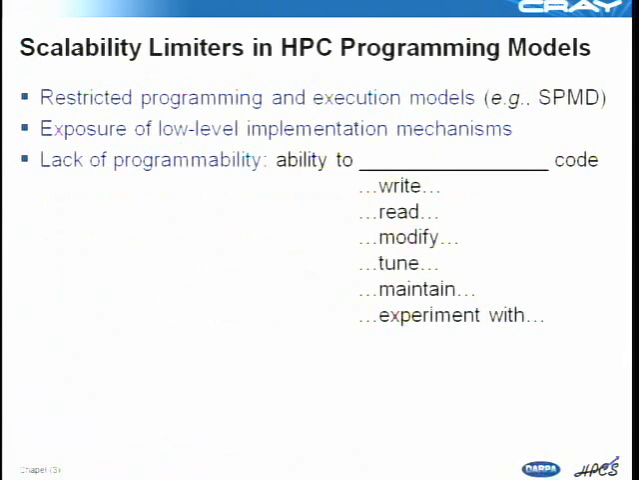If you look at the way people program HPC machines today, I hold that there are three main limiters to scalability. The first is that most of the models we use today have very restricted programming and execution models. The single program multiple data, or SPMD, programming model, which you'll hear more about in a bit, is one of the big factors here. The second is that our programming models tend to expose a lot of the low-level implementation mechanisms up to the user. And the third is just a general lack of programmability.